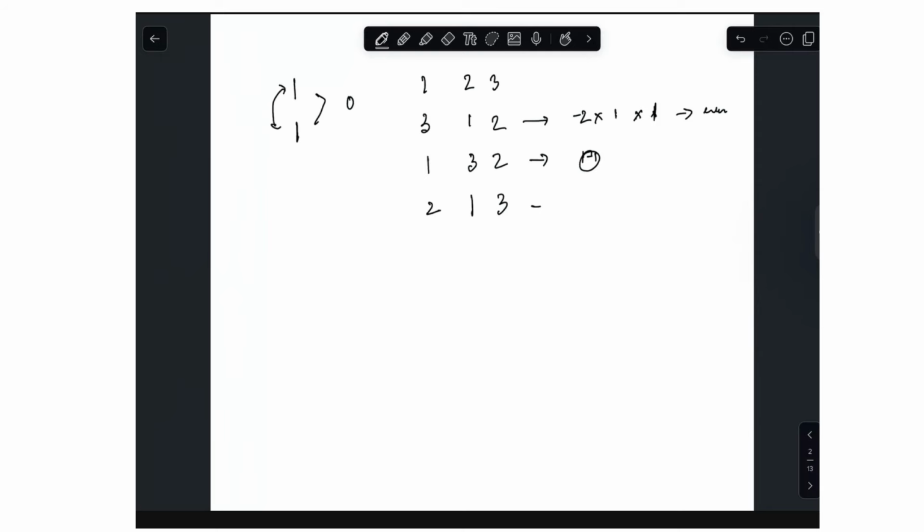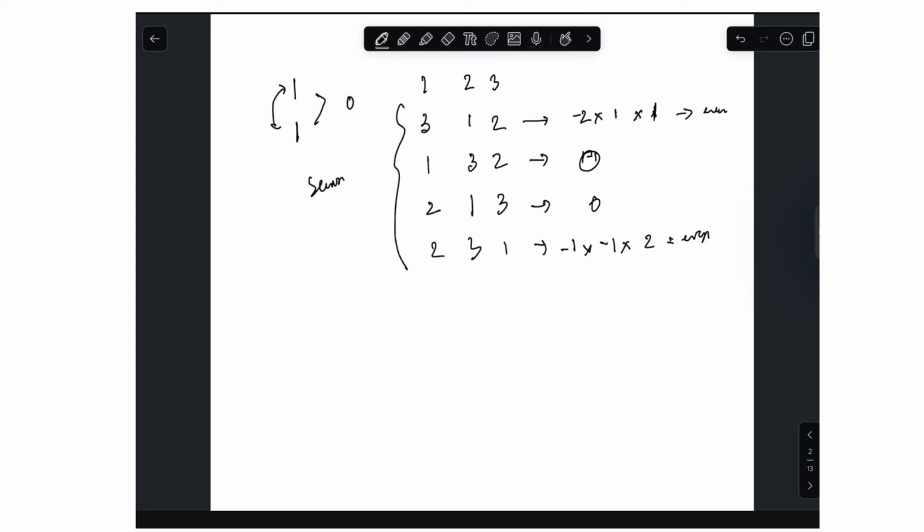Now let's take 2, 1, 3. So again, 3, 3, 0. So let's say 2, 3, 1. So 1 minus 1 times minus 1 times 2. So it's even. So it seems like all of them are even. It seems like it's not true.